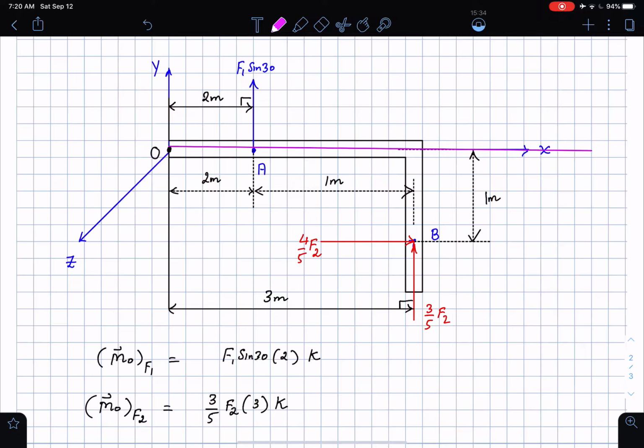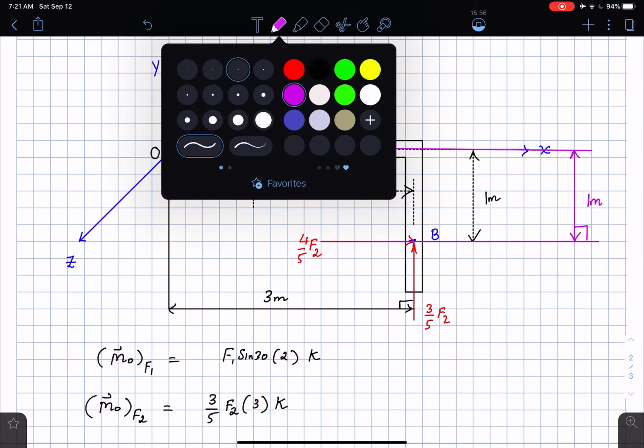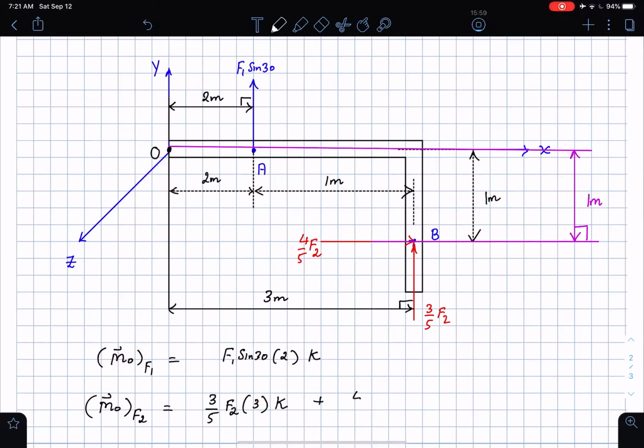You can see that that line is parallel to the line of action of the force F2, which I'm going to extend here. So that is the line of action of the force F2, which I'm extending. And then you see that this distance here that I'm drawing in the purple color, which is given to me as 1 meter, is going to be the perpendicular distance. So this is now going to be plus 4/5 F2 times that perpendicular distance of 1 meter.